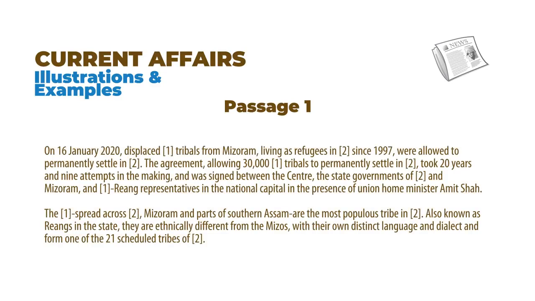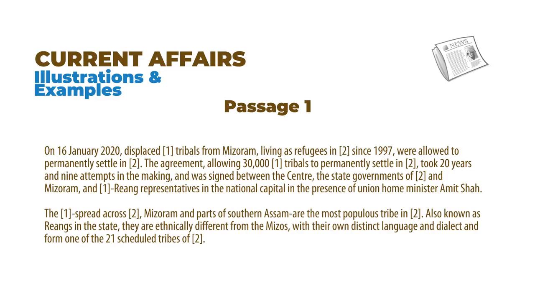On 16th January 2020, displaced blank tribals from Mizoram living as refugees in blank since 1997 were allowed to permanently settle in blank. The agreement allowing 30,000 blank tribals to permanently settle in blank took 20 years and 9 attempts in the making and was signed between the centre, the state governments of blank and Mizoram, and blank Riang representatives in the national capital in the presence of Union Home Minister Amit Shah.